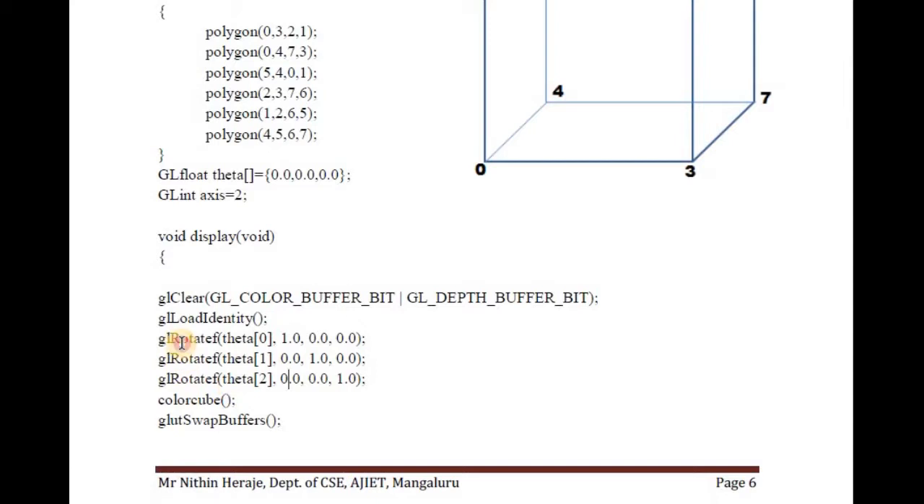Then after that you're passing a rotate function. The rotate function will take whatever angle value, that is the theta value, passed on to it, and it performs the rotation. And here the color cube function is passed, where the color cube, that is this cube, will be drawn, and we have already discussed it.